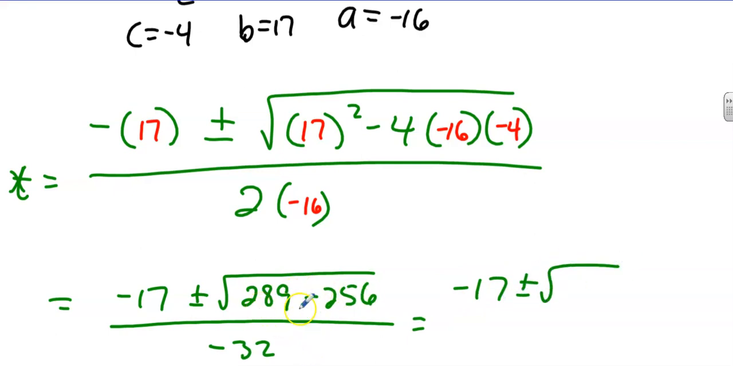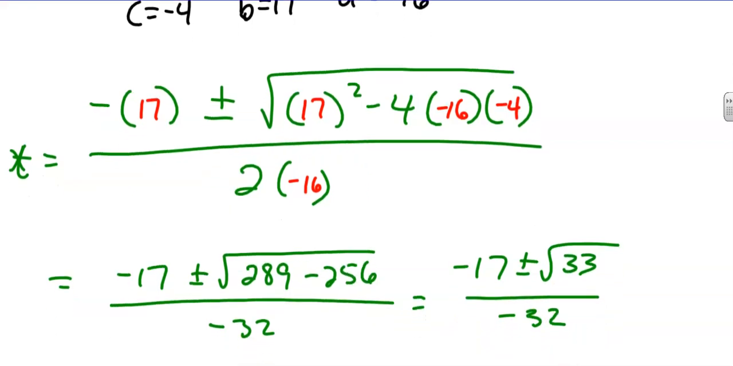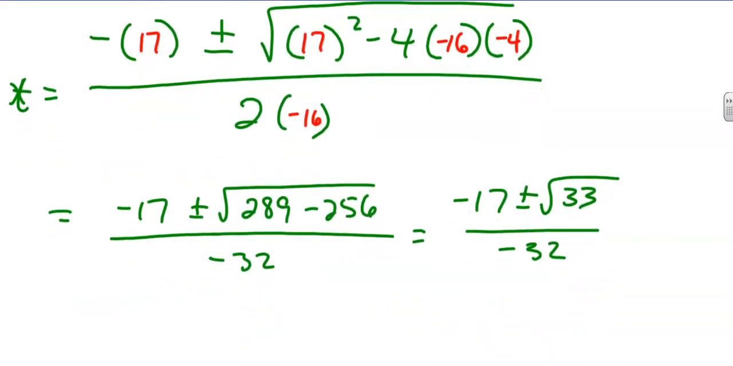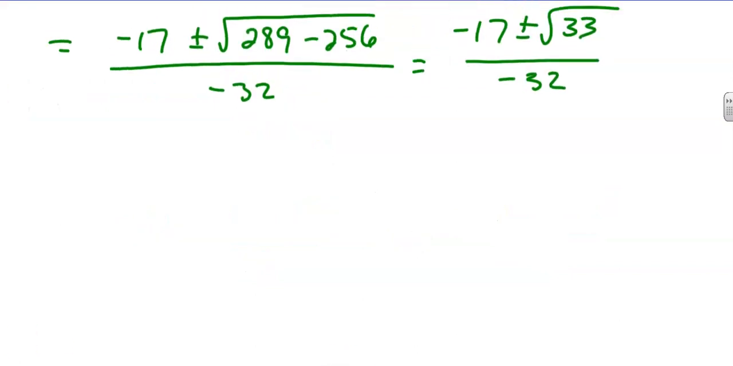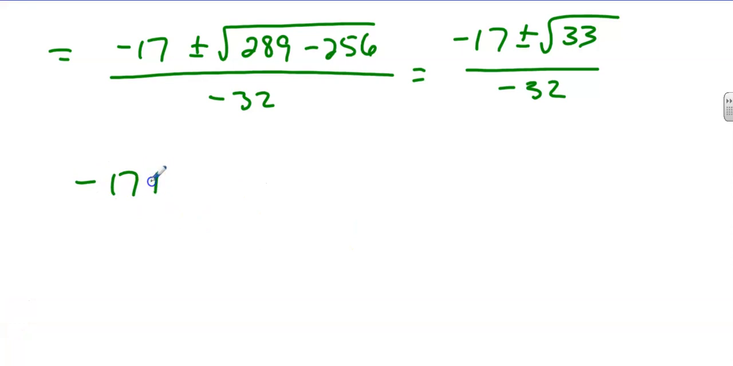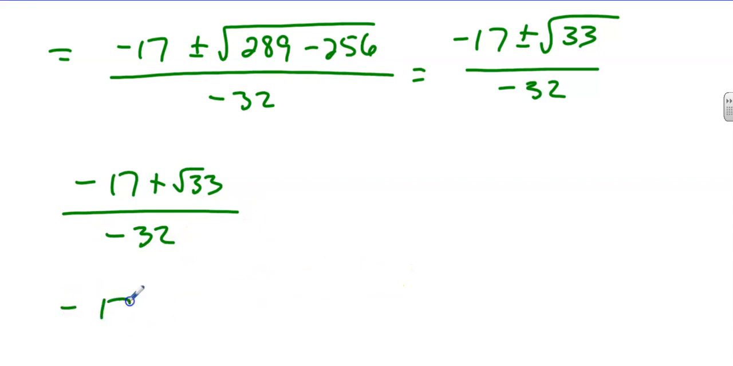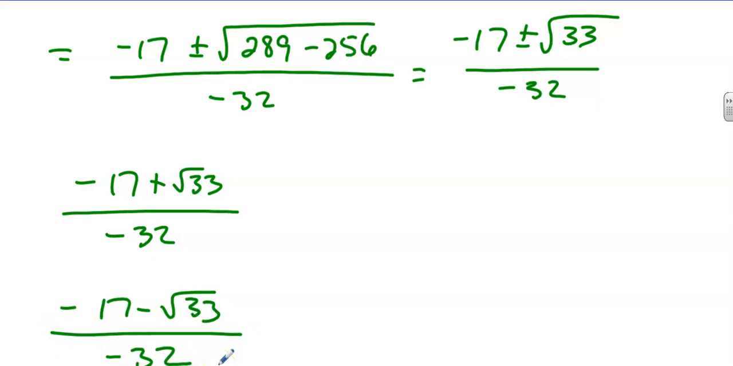Again, because we're going decimal numbers, we just need to get this down to a number that would be 33. And once you've gotten that to a number, then just go ahead and break it up into two parts. So one time we'll have negative 17 plus the square root of 33 divided by negative 32, and then the other time we'll do negative 17 minus the square root of 33 divided by negative 32. Okay, and again, it's from there. It's just working with your calculator. 33 square root. We're gonna do that.